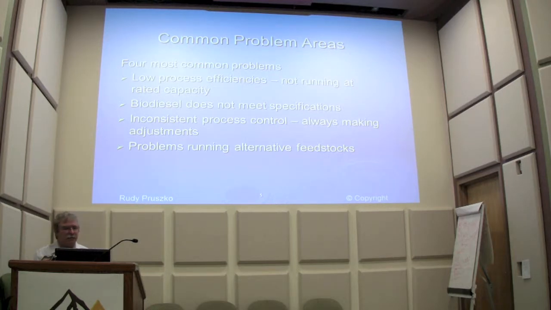Inconsistent process control. If you're always making adjustments to your plant, something's causing you to make a constant change. And usually those constant changes make off-spec product because there's a lead-lag factor and you make a change when it's going to actually show up in your product. And then problems running different feedstocks. If you were to run virgin soybean oil all the time, you probably have very few problems. But most people aren't. They're running whatever cheap feedstock they can get, so that's going to lead to problems, and that's one of the problem areas.